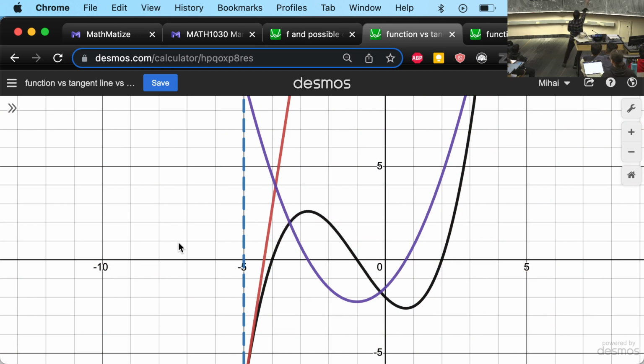Does that purple function that Desmos calculated match what I drew? Yeah, they look pretty good. I'm pretty happy with that. Any questions or comments about this idea of the derivative function? This is doing a derivative visually.